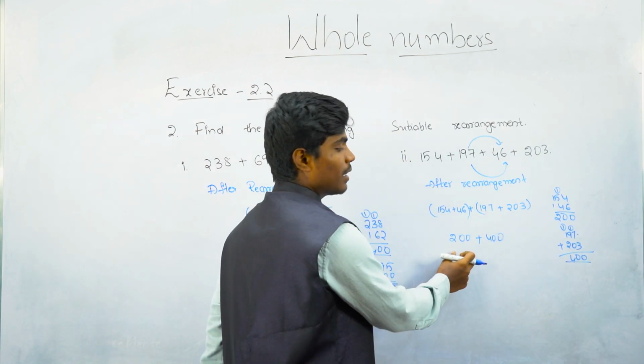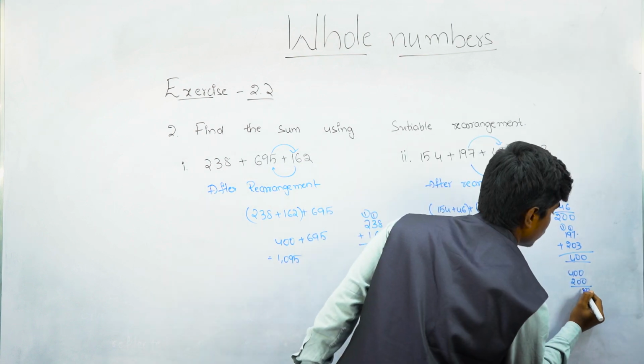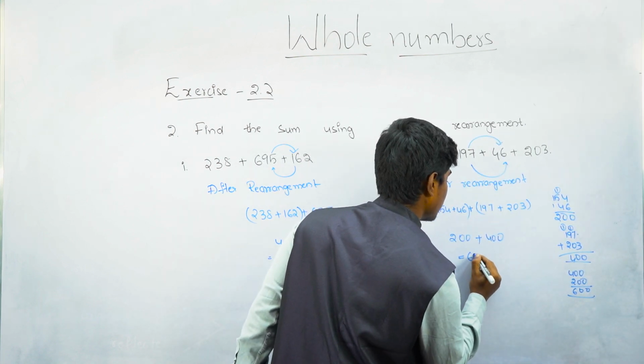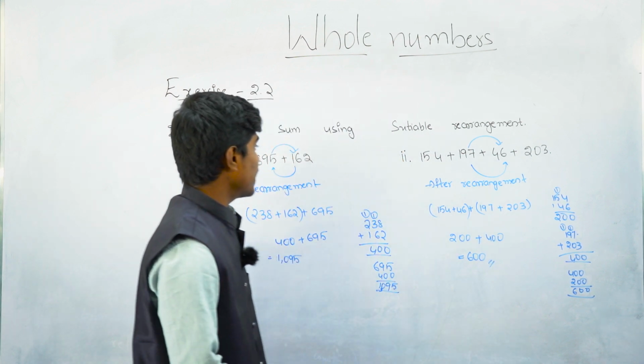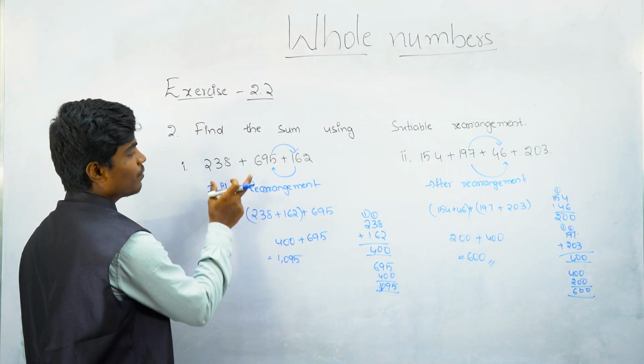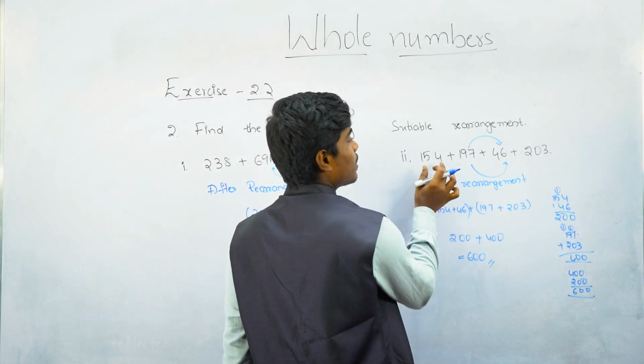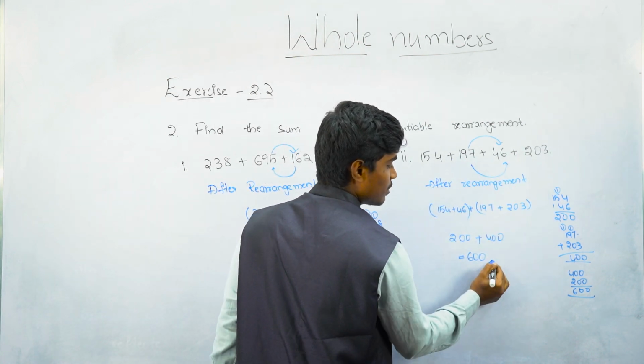Now let's add 200 and 400. 0, 0. 4 plus 2 is 6, so the answer is 600. Here, after rearrangement, the sum of these numbers is 1095. After rearrangement, the sum of these numbers is 600.